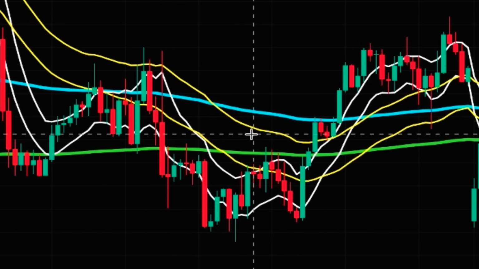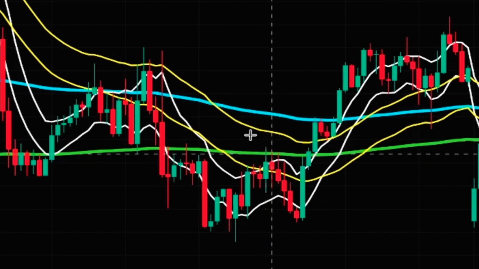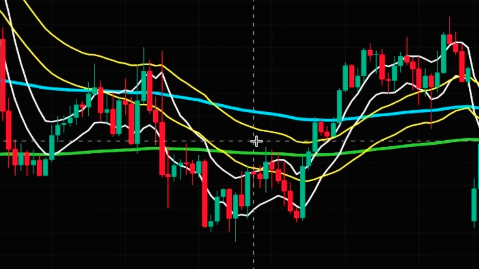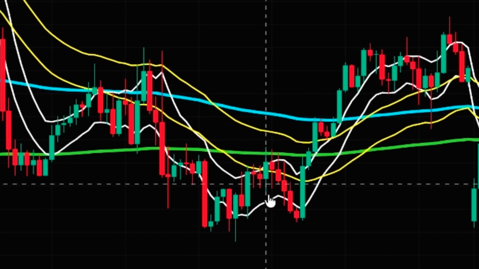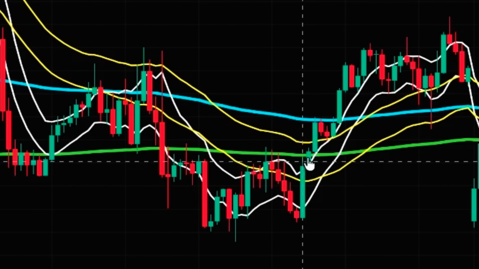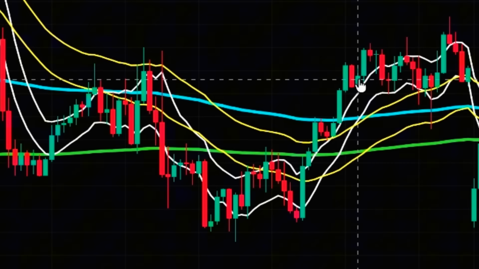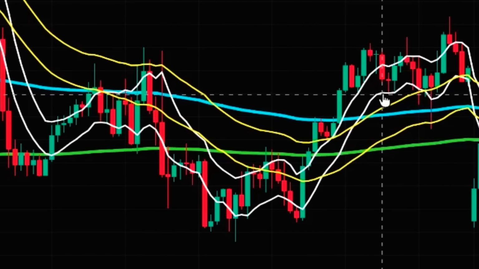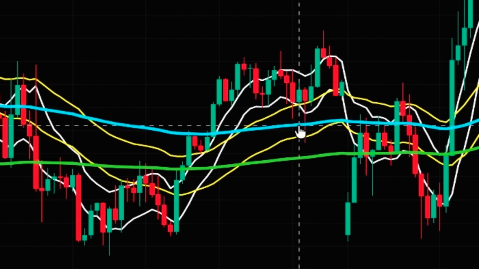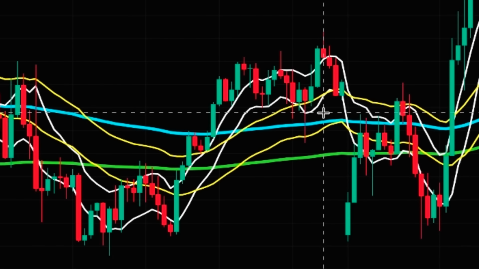The yellow channel didn't go below the green line and there is overlap between them, so we don't take any action here. Again, you can see that the price went up, crossing above the green line, above the blue line, and here you can see that the white channel went also above the yellow channel, but you can see that the yellow channel is still not above the blue line and there is an overlap, so we don't take any action here.